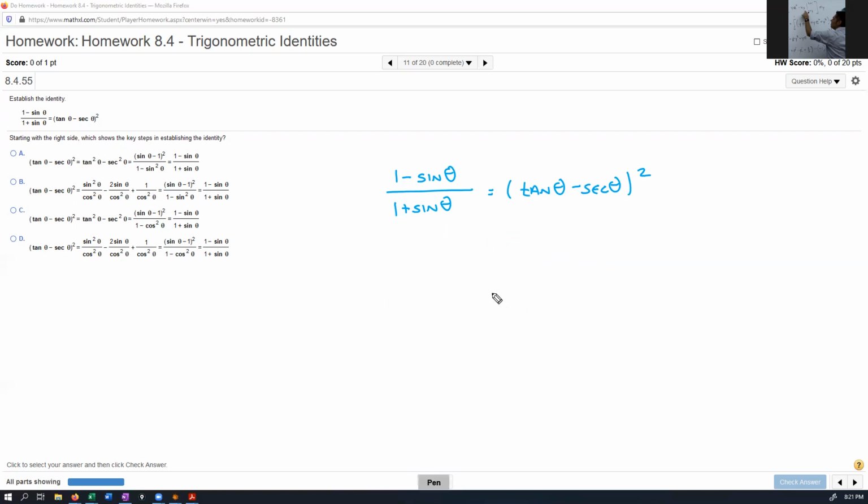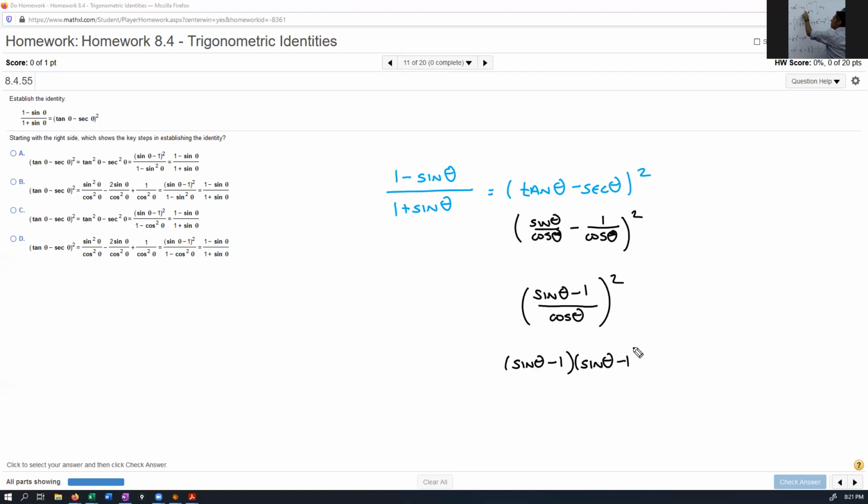How about this? How about just taking this right-hand side? Let's start out by rewriting sine theta over cosine theta. That's tangent. Secant is 1 over cosine theta. I see it now. Okay, now look. These both have the same denominator, so I can put them together. Sine theta minus 1 over cosine theta. And then I still need to square that. So if I square the top, I'm going to get sine theta minus 1 times itself. And then over the bottom squared is cosine squared theta.